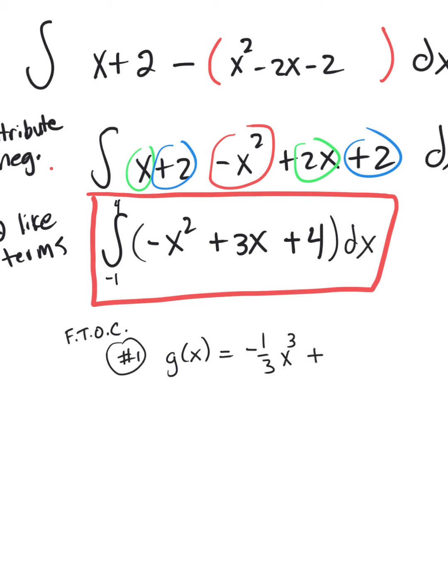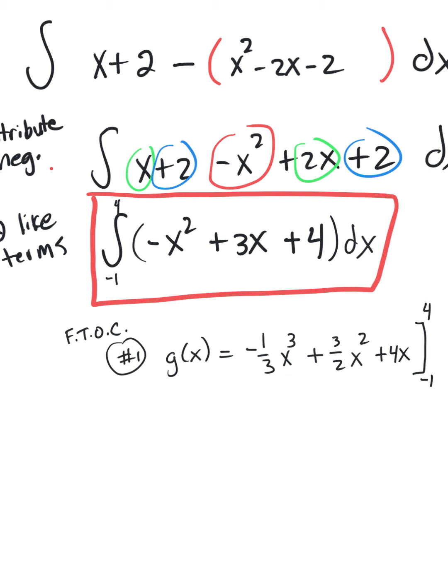Now we keep going. The 3 comes along for the ride. We get 3x to the second over 2. So that gives us 3/2 x squared. And finally, the antiderivative of 4, using the power rule, is 4x to the first over 1. So the antiderivative of 4 is 4x. And don't forget to put a bracket on the end of your antiderivative to bring along the limits.